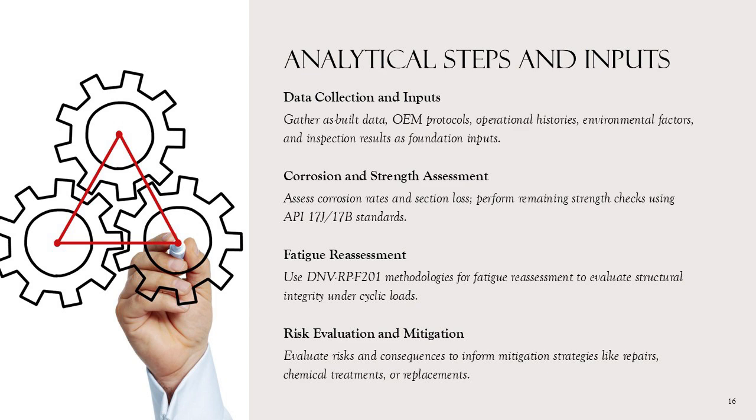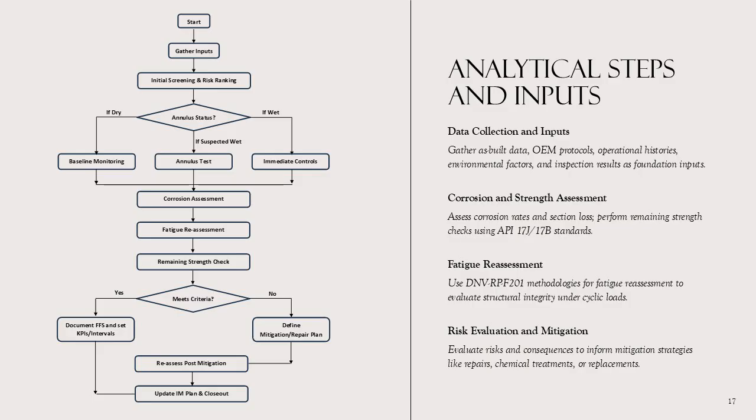Consequence and risk evaluations inform mitigation strategies, which may involve sheath repairs, annulus drying, chemical treatments, load management, or riser replacement. Acceptance criteria are based on API and OEM standards, ensuring decisions are technically justified and auditable. Let's see this flow process diagram of analytical steps and inputs.